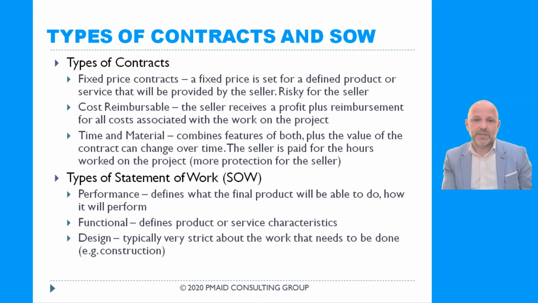Performance defines what the final product will be able to do, how it will perform. So in that case, the statement of work only says, here is what your product will be doing. It doesn't provide any additional details. It's basically the specification for the final product. Functional defines product or service characteristics. It defines in detail the characteristics of the product itself, not just the final product, what it will be able to do, but what features it has.